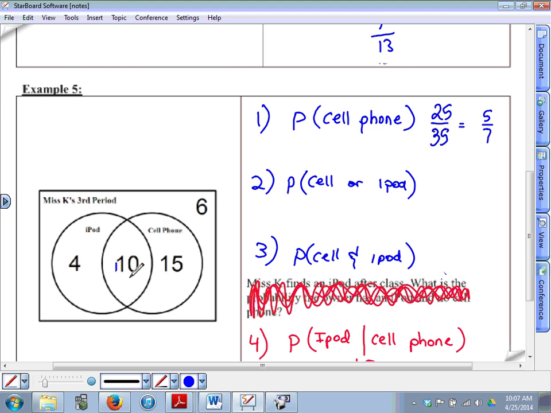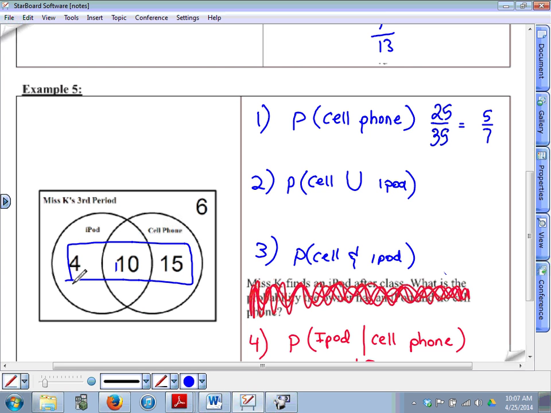Let's go back to the very first lesson we did. Or means the same thing as union, right? The union would be everything in there. So it's 29.